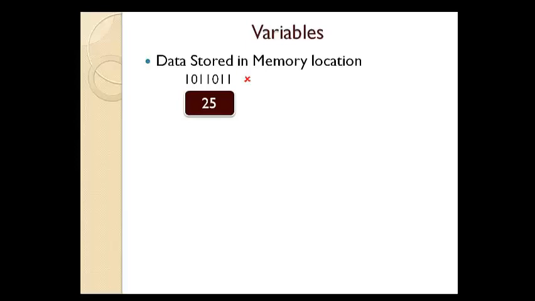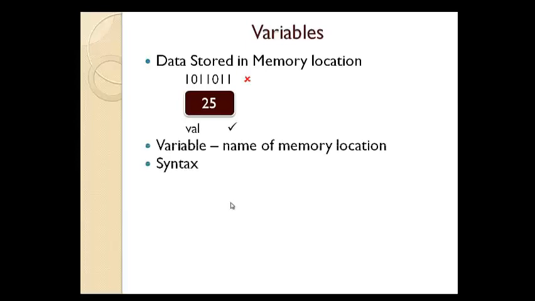Instead, if we have a name, we can easily identify and memorize the memory location. That is the role of a variable. A variable is a memory location, that is, the name of the memory location to store the data. Before using any data, allocating space for that is essential, which we call declaring a variable.